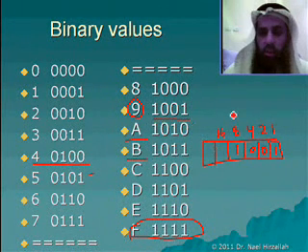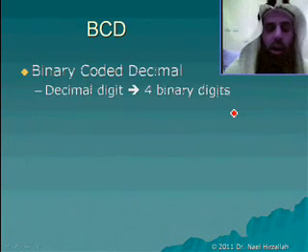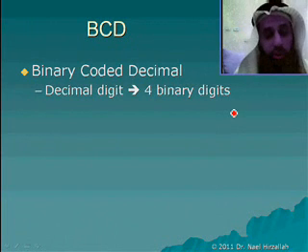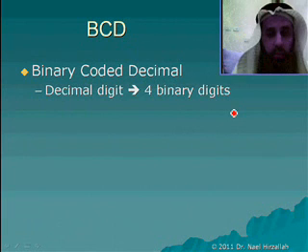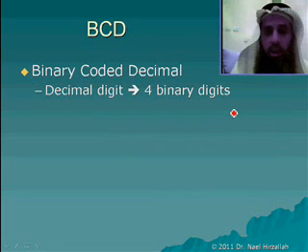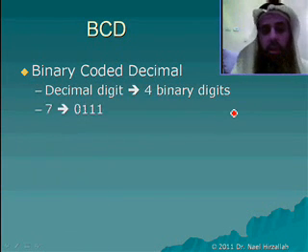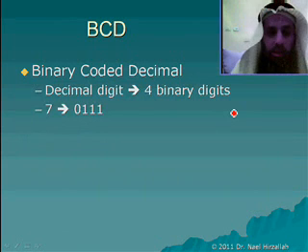Okay, there's another system which is called BCD. BCD stands for binary coded decimal. It is a way where decimal digits are represented by binary very quickly. Instead of dividing by 2, we just have each digit represented by 4 binary digits. Let's have, for example, 7. It's represented by 0111. You have to have 4 digits.